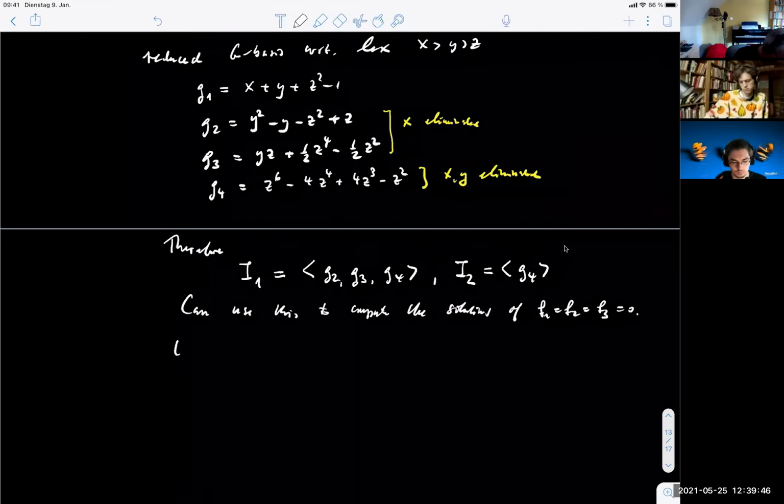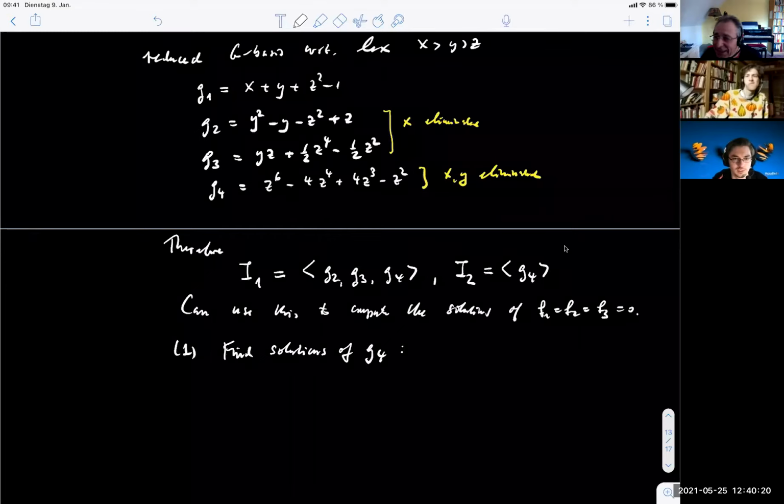So what we first do now, this is just the general scheme. We go in the reverse order. We start down here and then we go up. So I look first at G4. G4 is a polynomial only in the variable z. So I find the solutions of that univariate polynomial. Okay, so I don't tell you how we find this.